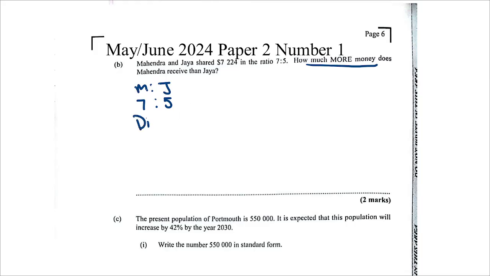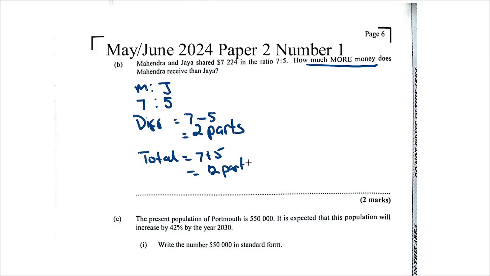So the difference in parts would be 7 minus 5. So how much more? He got 2 parts more. But they don't want it in parts, they want it in money. So first off, this 7,224 is the total amount of money that was shared. So if we want to find the total number of parts, that would be 7 plus 5, which is 12 parts. So, therefore, if, and then we have your left hand side, right hand side. What are we trying to find? We're trying to find out money. So money is going to go on your right hand side.